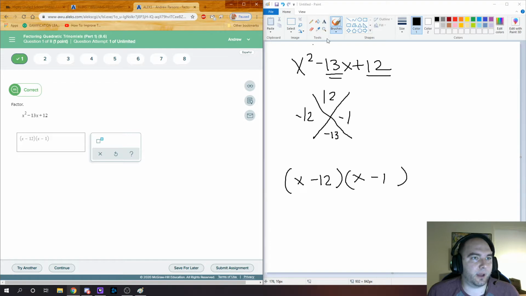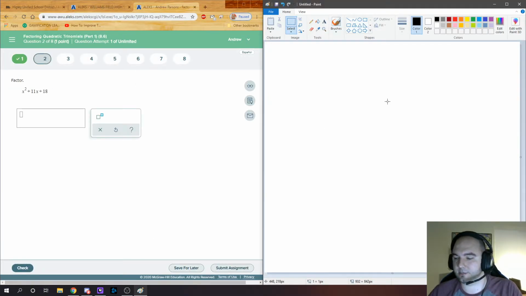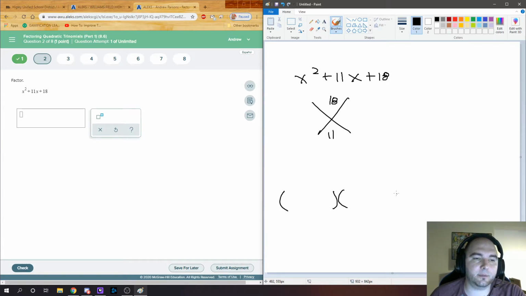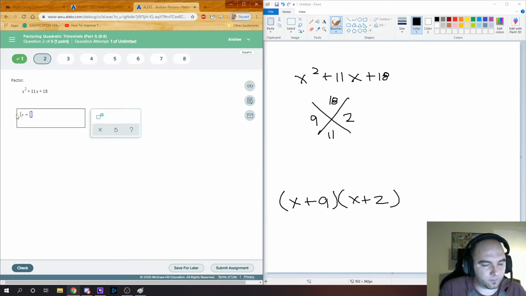So I'm going to do a few of these by hand, and then I'm going to probably start skipping to doing them without having to write anything, because these ones are simple enough that they could be mental math. X squared plus 11x plus 18. So 18 goes on top, 11 goes on bottom. What multiplies to make 18 but adds up to make 11? That would be positive 9 and positive 2. This time I don't need to worry about signs because everything was so positive. And there's my answer, x plus 9, x plus 2.